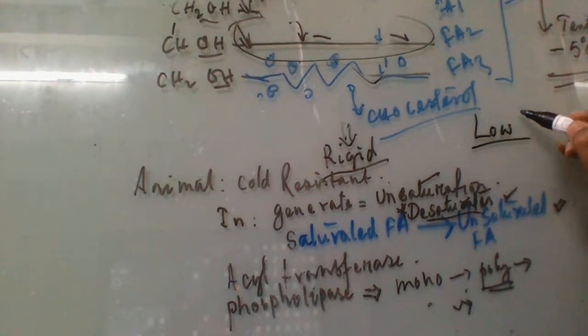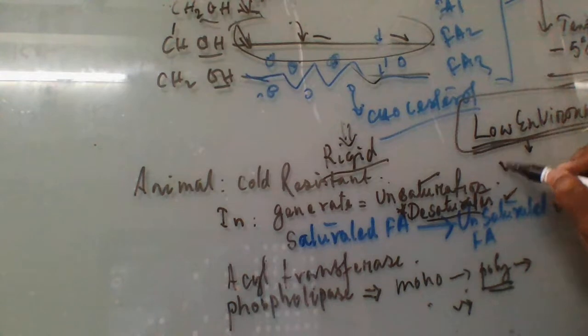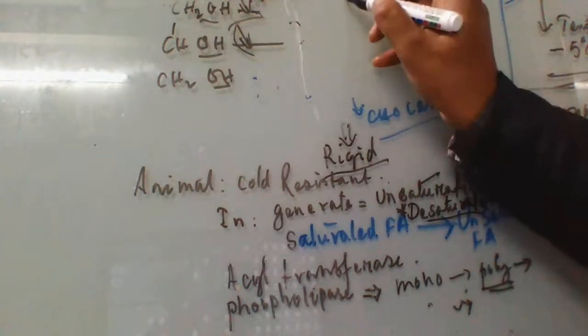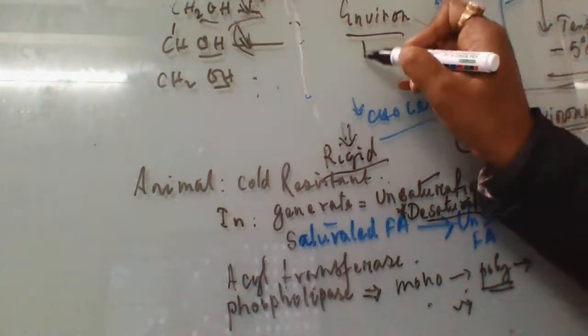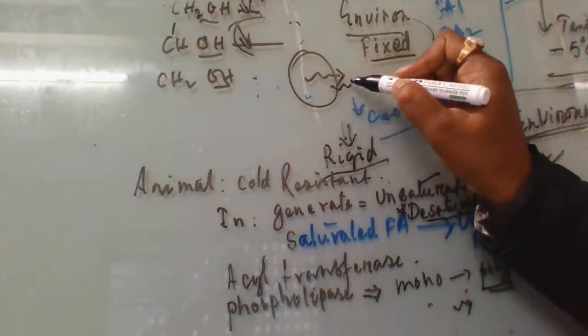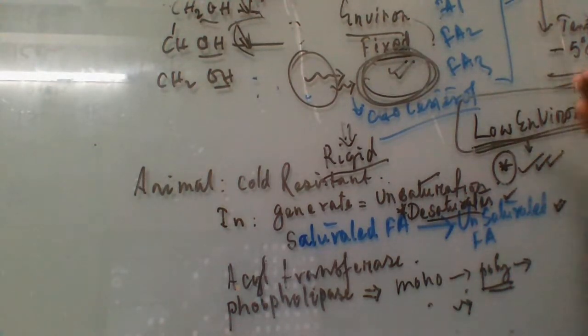You cannot change the environmental temperature, so the animal has devised something that helps it to acclimatize to the changing environment. I am repeating, the environment is fixed. You cannot change the environment, but as an animal, over a long time residing in that particular habitat, you have changed your cell membrane composition to acclimatize to the low temperature which you frequently encounter. Okay, probably you have understood.